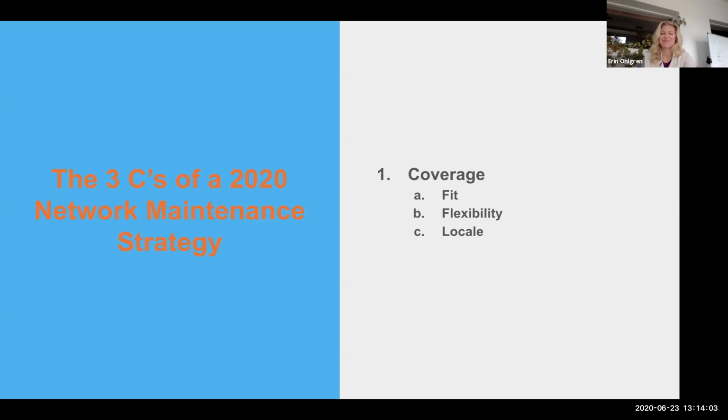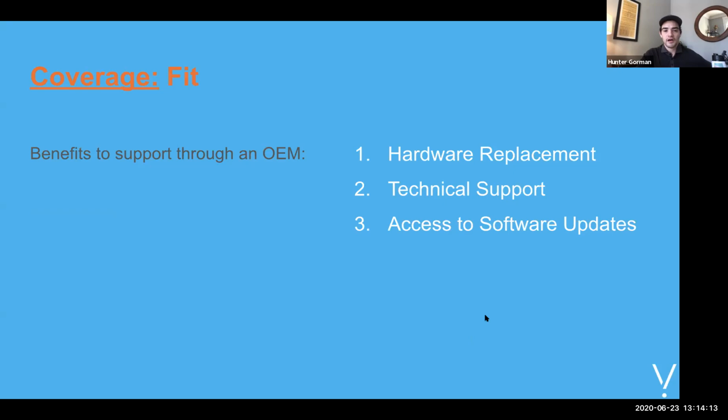Sounds good. Great. So for coverage, we're going to talk through 3 real points. The first is fit, next flexibility, and third is locale. So for fit, we are going to start here. Aaron, just before we start talking about this, when we're talking about fit, what are we looking for?